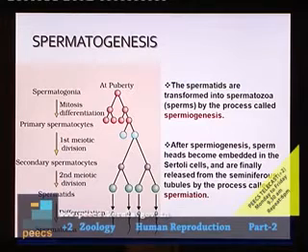These spermatogonia, they are undergoing repeated mitotic divisions. And these repeated mitotic divisions will lead to formation of more and more spermatogonia. And the process is called phase of multiplication. So the first phase in spermatogenesis is phase of multiplication. So as a result of phase of multiplication, the number of spermatogonia will be increased.